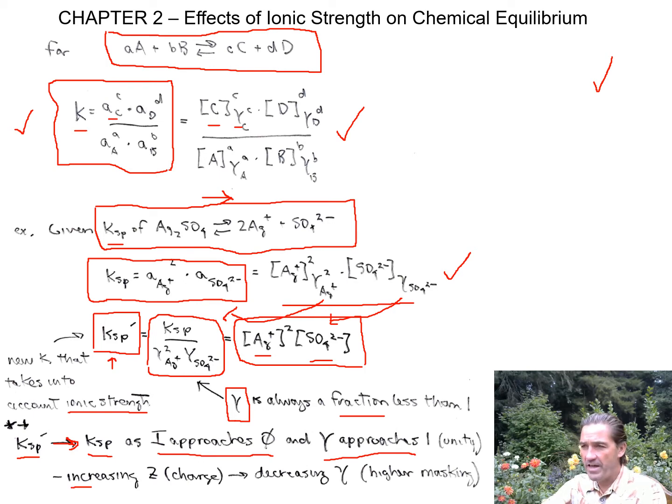Also, what we'll see in these tables is that increasing charge, if you go from +1 to +2 to +3, their activity coefficients are way smaller. They have a much bigger effect on the ionic strength, changing the ionic strength and changing the effects of the equilibrium. And this is due to a higher masking effect, which we'll talk about next.